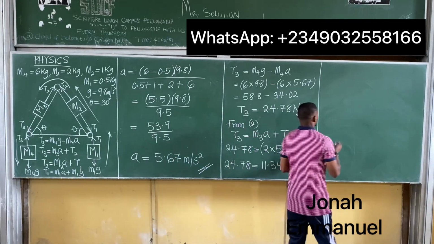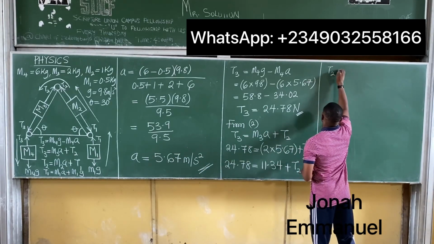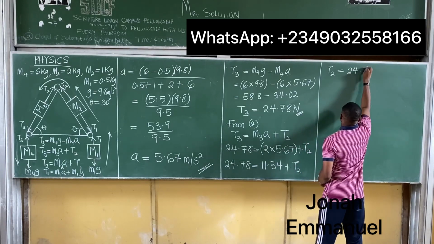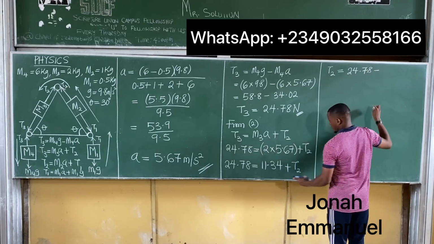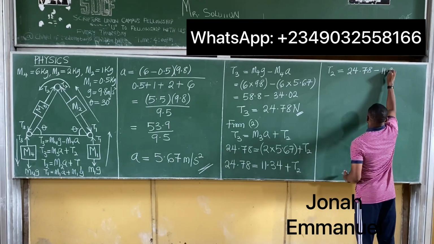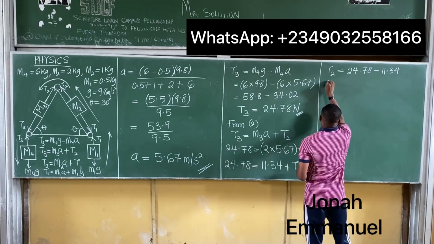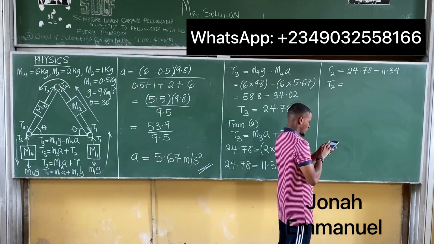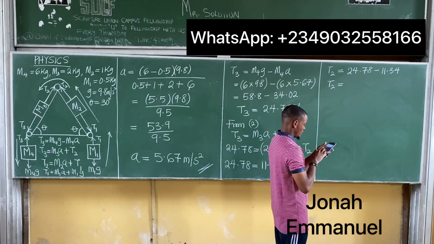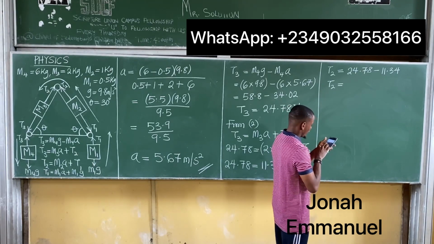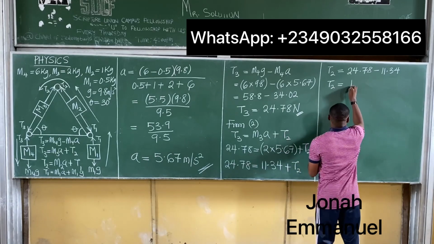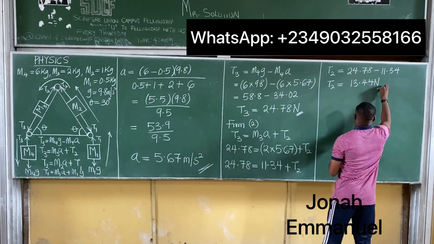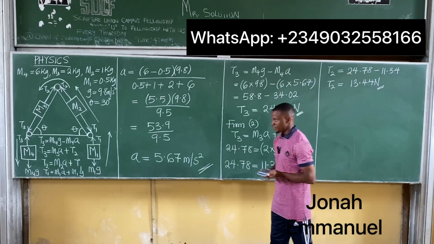So T2 is equal to this one, 24.78 minus this one, 11.34. So hence T2 is equal to 24.78 minus 11.34. That's about 13.44 Newton. So hence, I've gotten the value of T2.